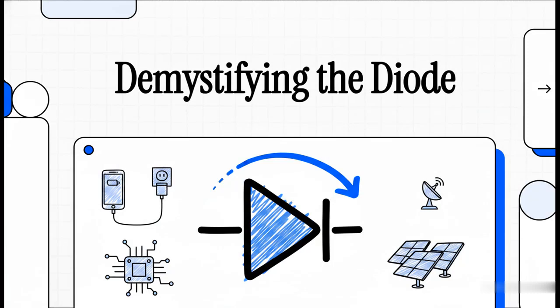Welcome to the Explainer. Right now, inside the very device you're using to watch this, there's an invisible high-speed traffic cop working tirelessly to keep everything running. Without it, well, our modern digital world would literally fry itself in a matter of seconds. Today, we're demystifying that tiny but mighty component, the diode. We're going to break down exactly how this microscopic one-way street of electronics actually works and why it is absolutely fundamental to everything from your everyday phone charger to the solar panels floating on satellites.